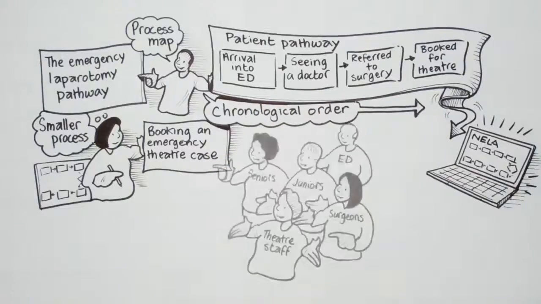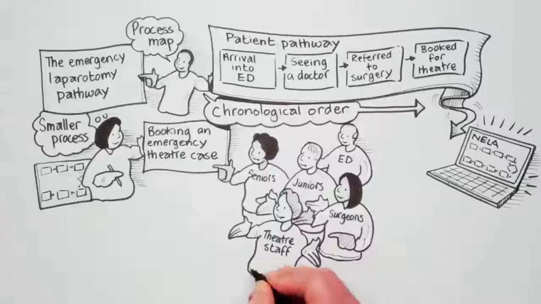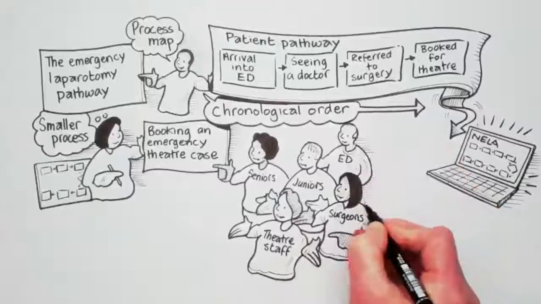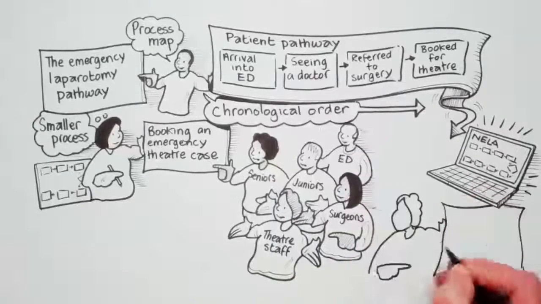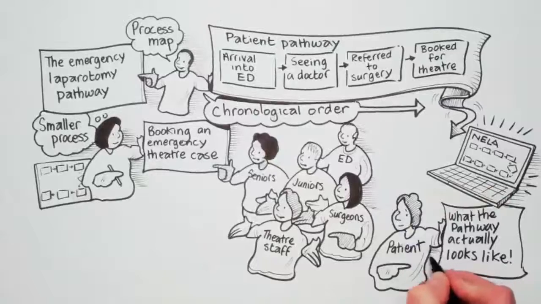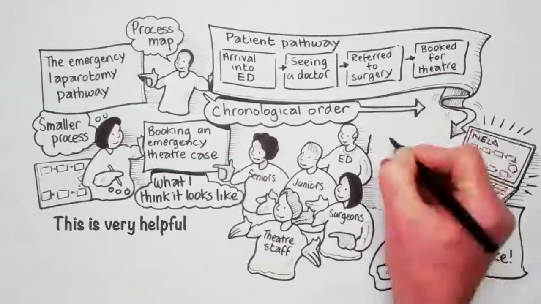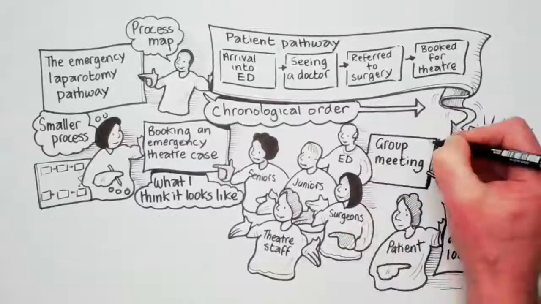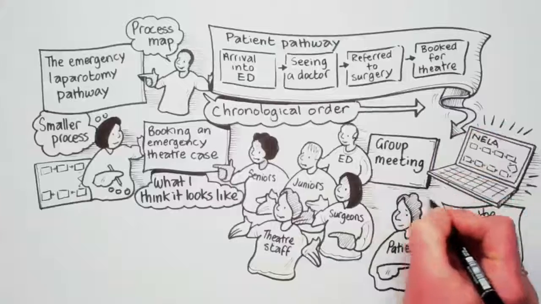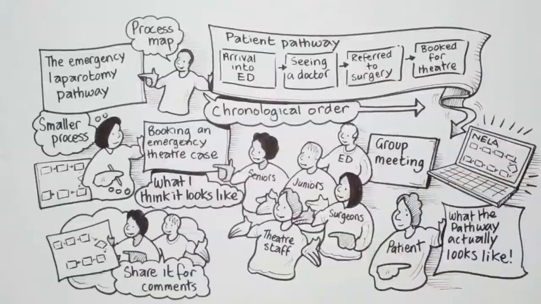When you're mapping out your process, it's important to get a range of views: seniors and juniors, surgeons, theatre staff, ED, and of course getting the patients to contribute to what the pathway actually looks like, rather than what you think it looks like. This is very helpful. You can map it out in a group meeting, or if that's too tricky to get everyone together, maybe map it out with a few of you and then share it with everyone else for comments.